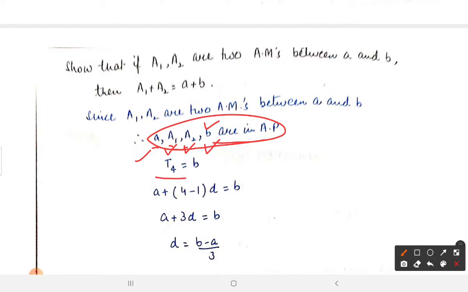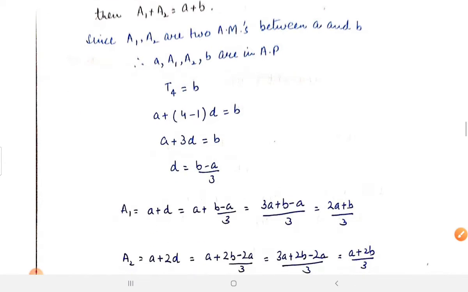Let us now find the value of d. We have the first term as a. So a plus (n minus 1) times d, the nth term formula. n is 4, so 4 minus 1 times d, as b. b is the last term. So we have a plus 3d as b. So the value of d is (b minus a) by 3.